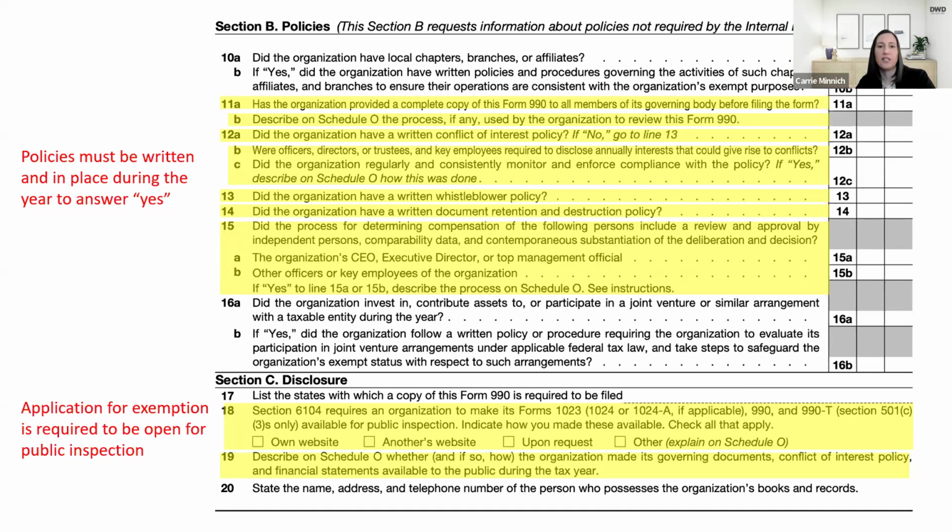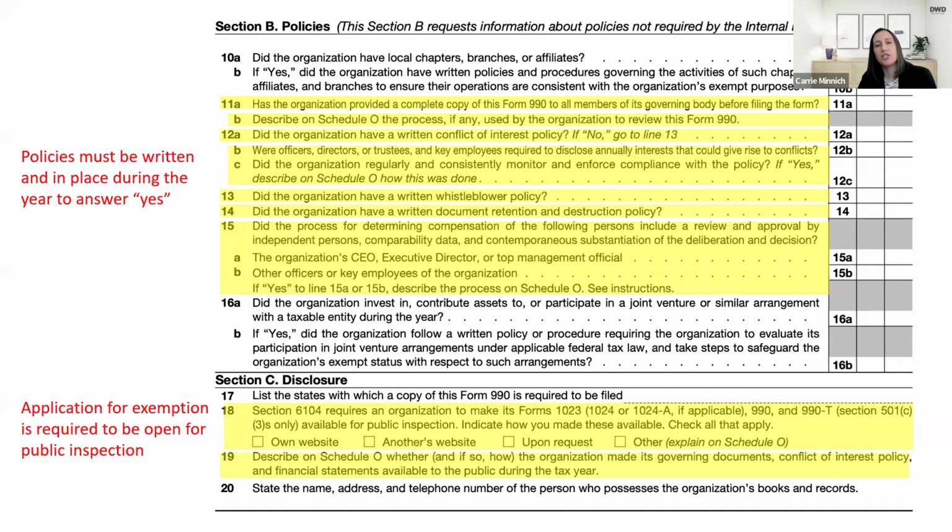So again, we need to answer it yes if we had these policies in a written form during the year. So a few of them that I want to go over. The first one is, has the organization provided a completed copy of this Form 990 to all members of its governing body before filing the form. And then it also describes the process as to how you review your Form 990. So you really should have a policy in place that says how your organization is going to review Form 990.